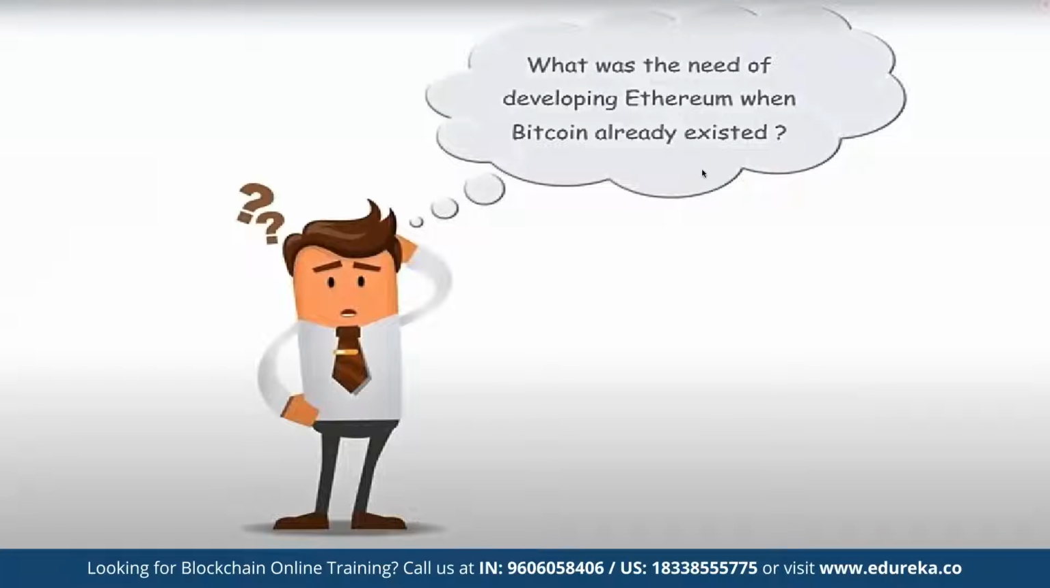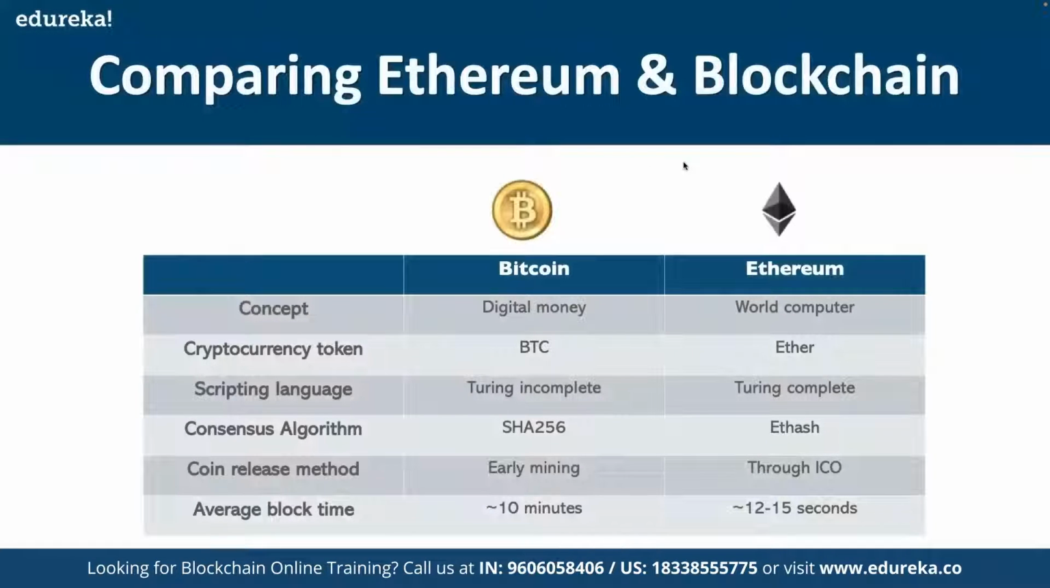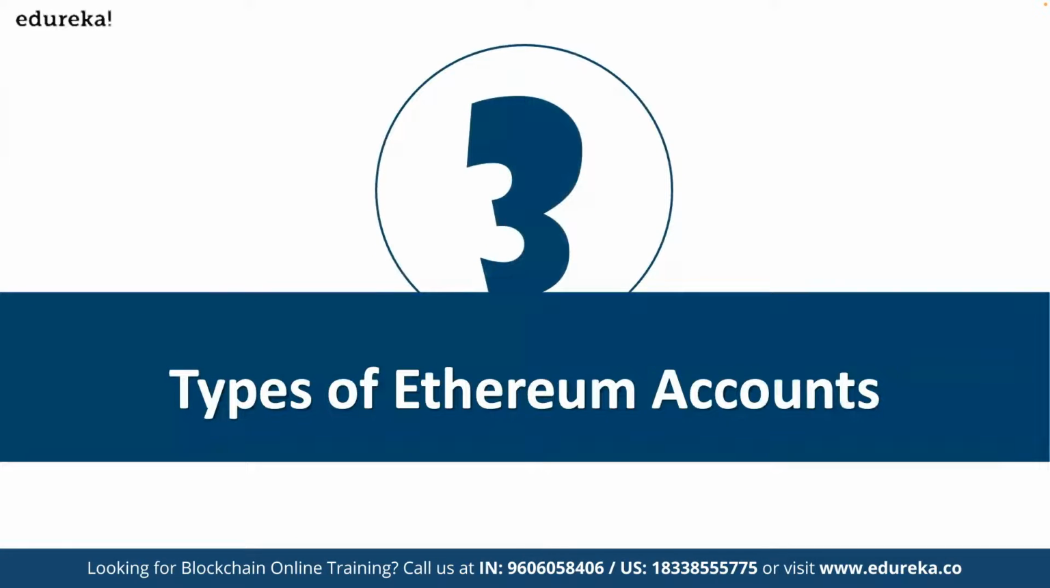Now the question is, what was the need for Ethereum when Bitcoin already existed? This compares Ethereum and Bitcoin. Bitcoin is for digital money, Ethereum is for the world computer. The cryptocurrency token is BTC here, and Ether here. Turing incomplete versus Turing complete. The consensus algorithm is SHA-256 here, and Ethash here. The coin release method is early mining here, and through ICO here. The average block time is closer to 10 minutes here, and 12 to 15 seconds here. This is the overall idea of the comparison between Ethereum and Bitcoin.